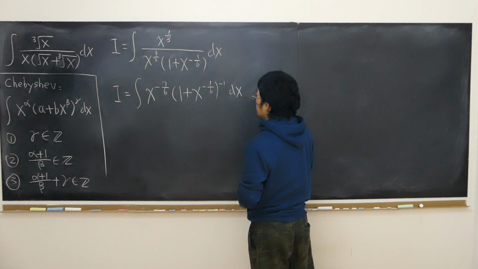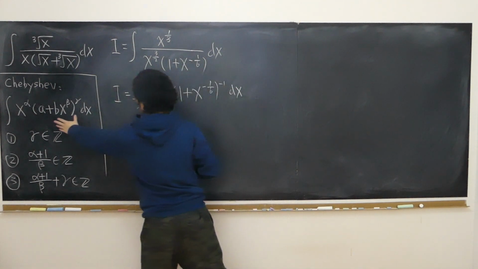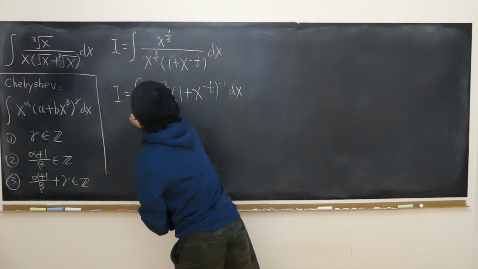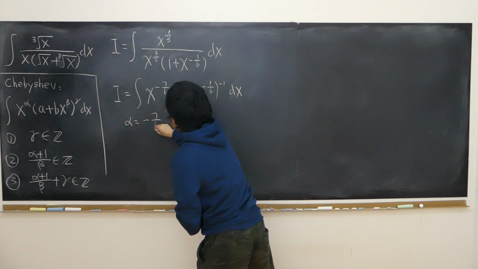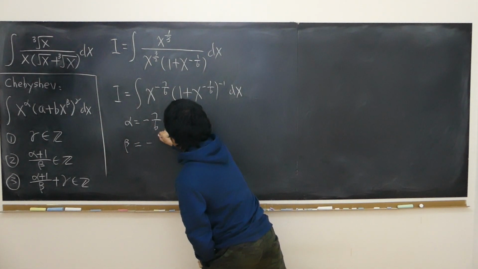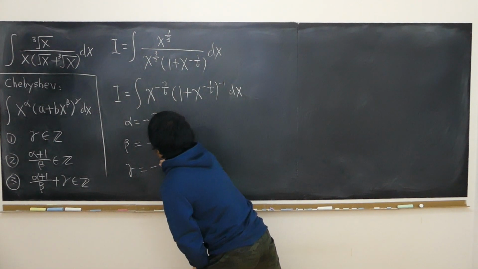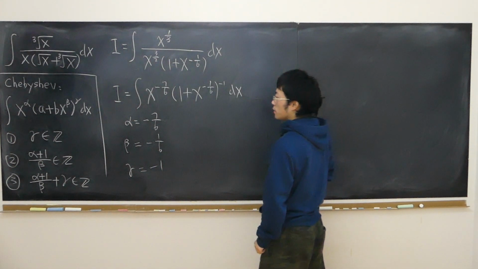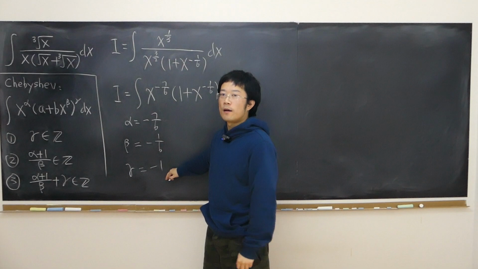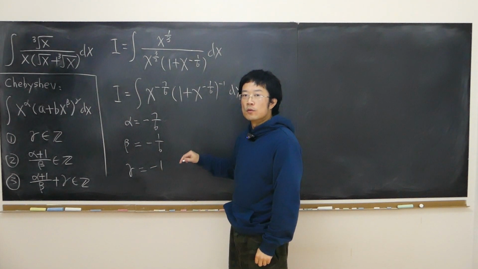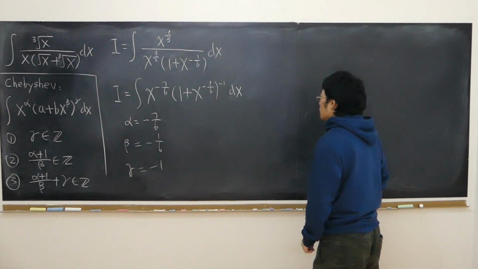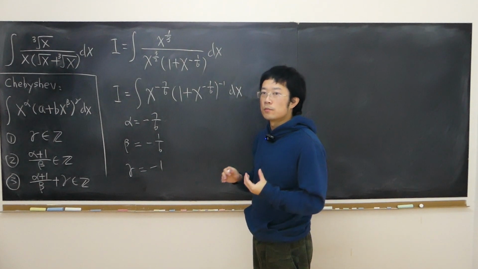Now, this is in this form. Let's see what alpha is in this case. Alpha is minus 7 over 6. Beta is minus 1 over 6. Gamma is minus 1, of course. Let's see if one of these conditions is met. If gamma is an integer, then we're fine. So we have enough confidence to move forward. We know that it definitely has an elementary antiderivative. Otherwise, there is no way that we can tell.